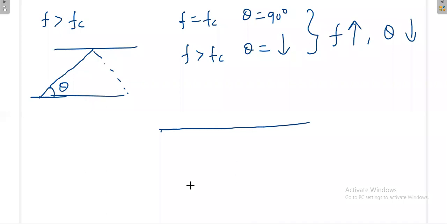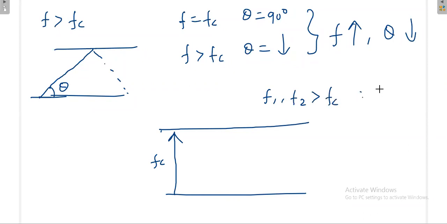Say for example, this is the direction of fc, and I am having f1 and f2, both greater than fc, but f2 is greater than f1. I have two frequencies, both already greater than the cutoff frequency. Then definitely it will make some angle other than 90 degrees. But among the two frequencies, f2 is greater than f1, so I should know which angle will be greater.